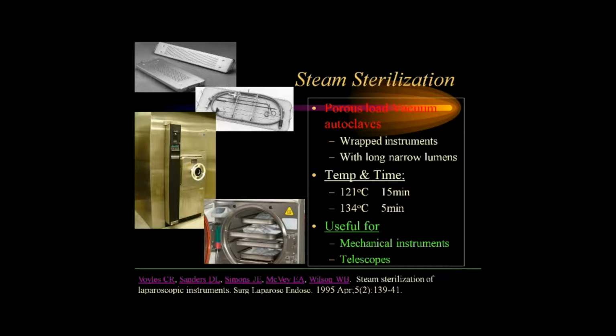You should always read the manufacturer's instructions, of course, but provided you have what we call porous load vacuum autoclaves. They should not be like a flash autoclave where there will be some condensation of water inside. We need special porous load vacuum autoclaves, especially for wrapped instruments and instruments with long narrow lumens. The temperature setting is like open surgery, 121 degrees centigrade for 15 minutes or 134 degrees centigrade for a shorter duration like 5 minutes.